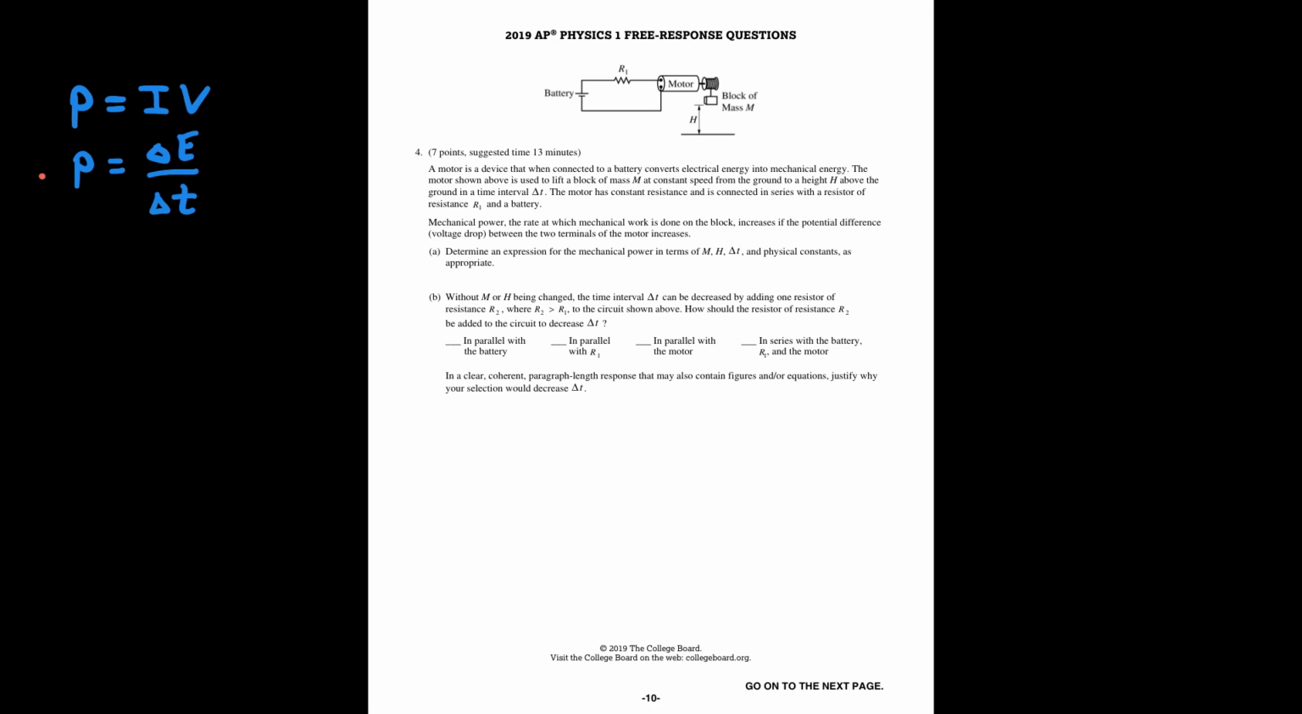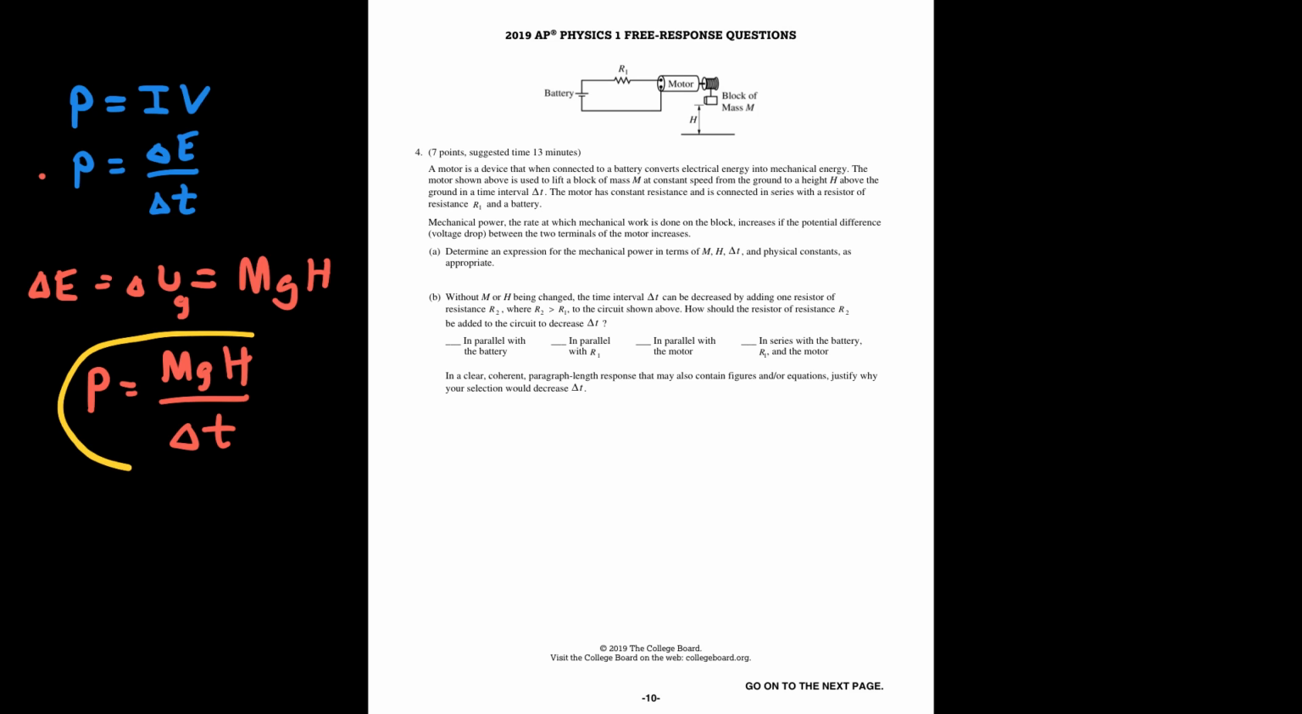And I know that while the power that the motor has is coming from the circuit, we can express that power in terms of its ability to raise that block. And for the block, the change in energy is equal to its change in gravitational potential energy, which is just equal to mgh. Therefore, my expression for the power is just going to be mgh divided by the time it takes to lift it up, delta t.